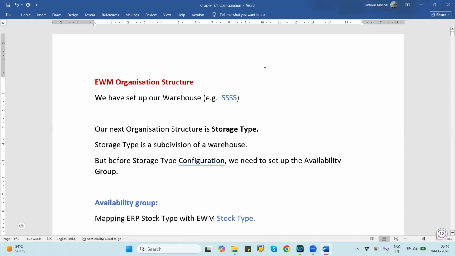Storage type is areas within a warehouse used for storing one or more storage bins, sir. Common storage types, for example, bulk storage type. It is for... No, what is the definition? I am asking the definition.